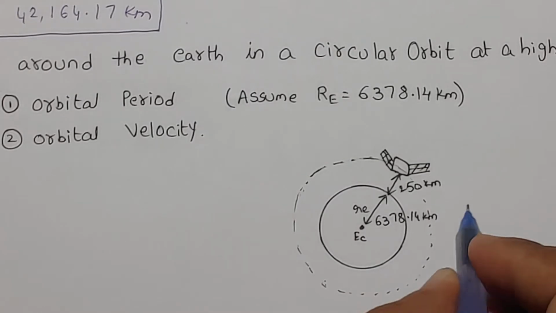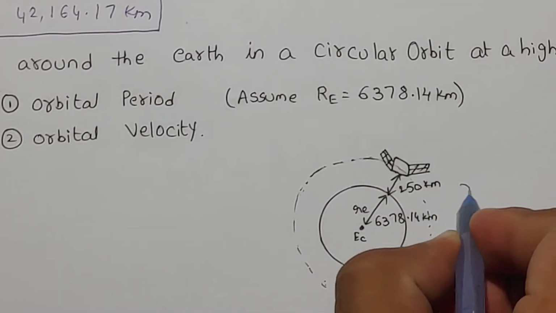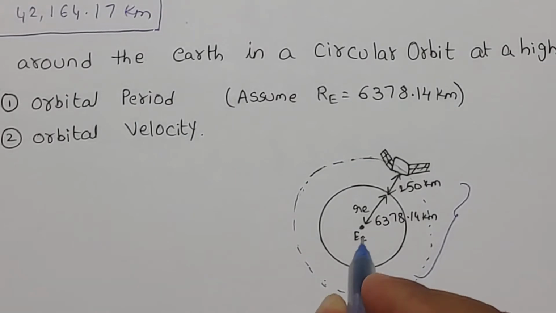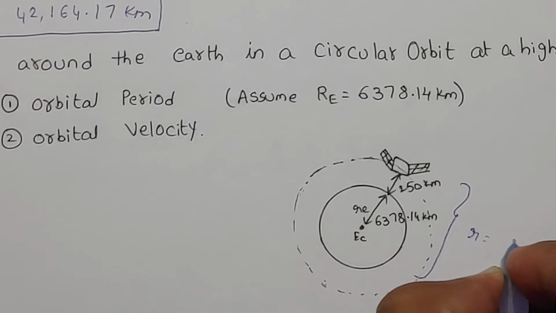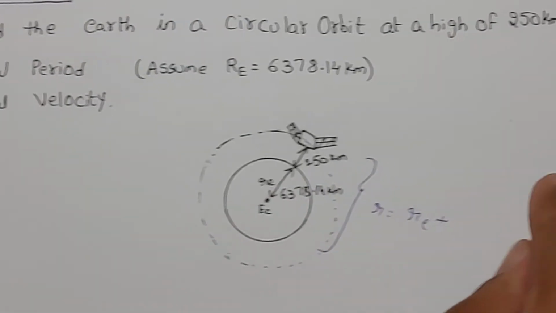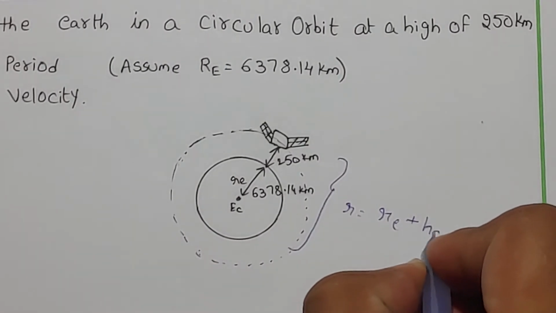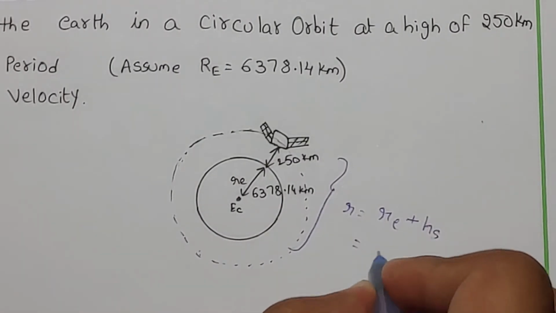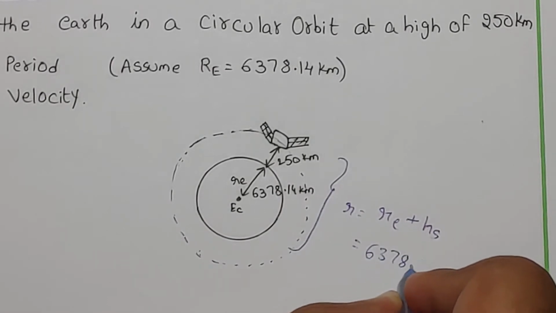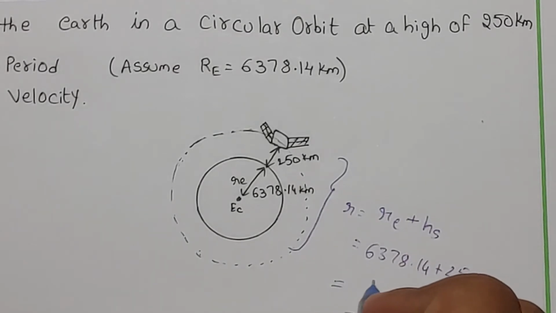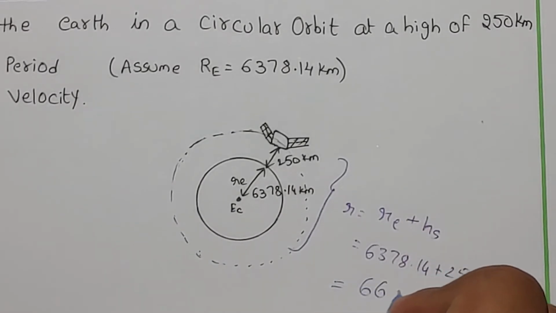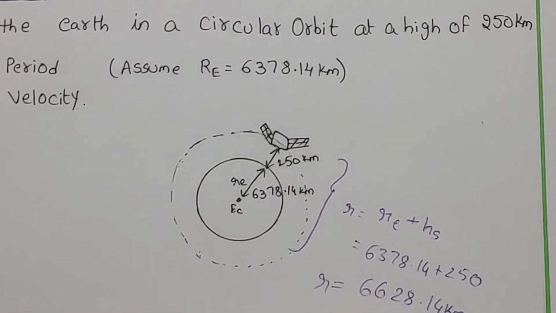In solving any question, you need to make sure that you take the distance from the center of the earth. That is, in this case, r is equal to re plus the height of the satellite from the surface, which is 6378.14 plus 250 kilometers, which is equal to 6628.14. Let us take this as r.